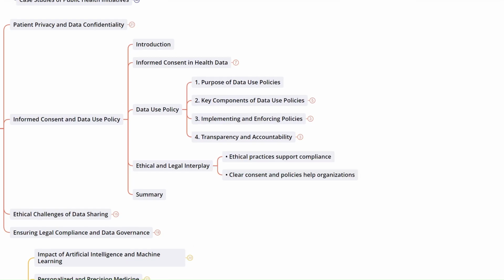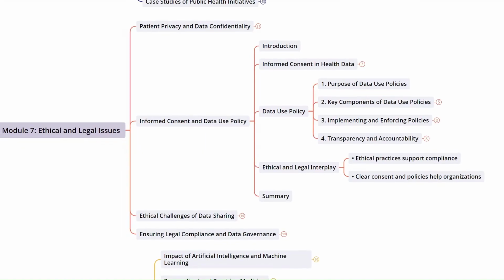Next, ethical and legal interplay. Ethical practices support compliance with legal requirements and reinforce patients' trust. Clear consent and policies help organizations navigate complex data sharing and secondary uses, such as research.